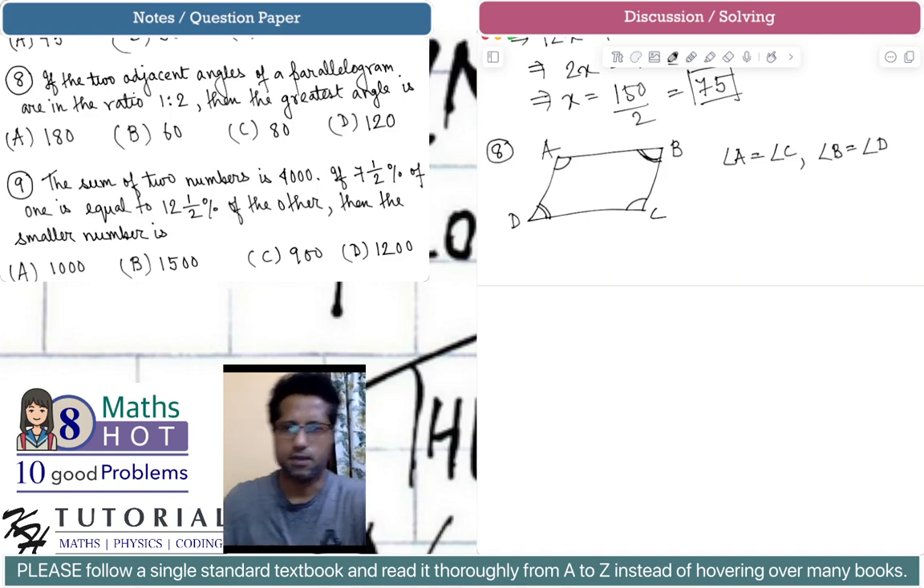Now it is given that the ratio of two adjacent angles, you can consider either AB or AD or DC, it does not matter. Let's say I am considering the two adjacent angles to be A and B. So it is given that angle A to angle B is 1:2.